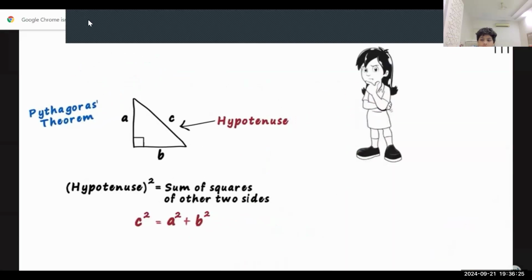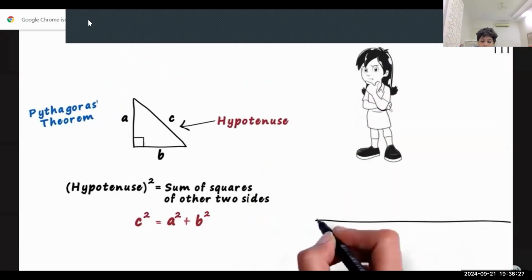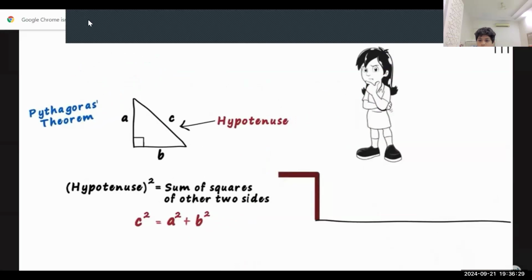Zara wanted to build a ramp leading from the ground to the back porch. The porch is 3 feet off the ground, and due to building regulations, the ramp must start 7 feet away from the base of the porch. How long will the ramp be?